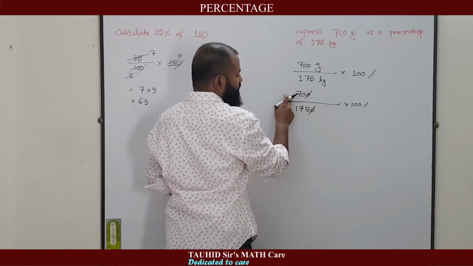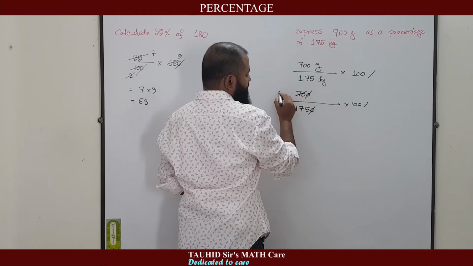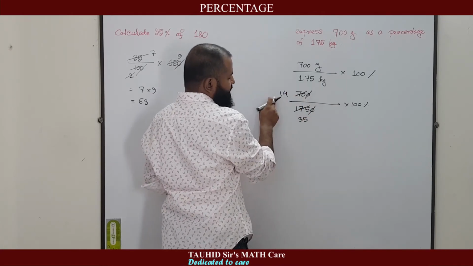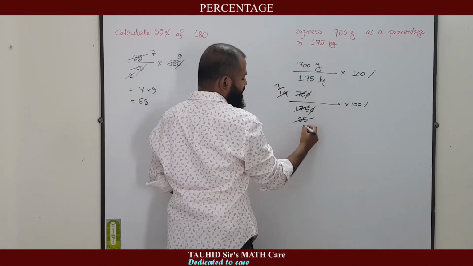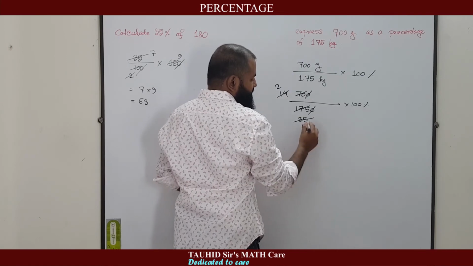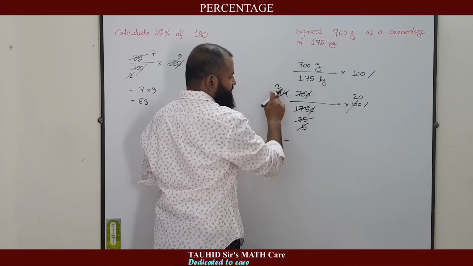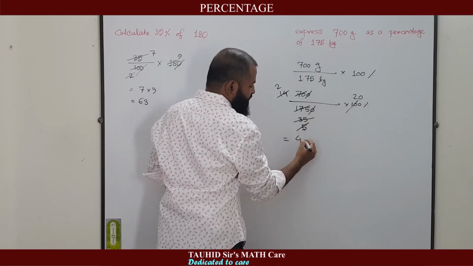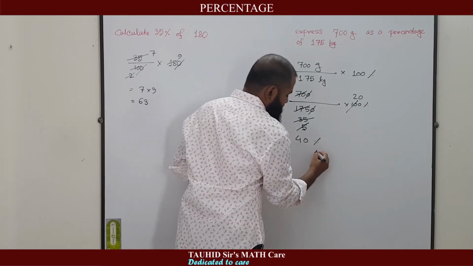We can divide both by 5. Now we can divide both by 7. This 100 can be divided by this 5. So finally the answer is 2 multiplied by 20, 40%. This is our answer.